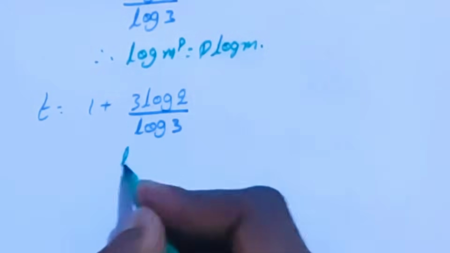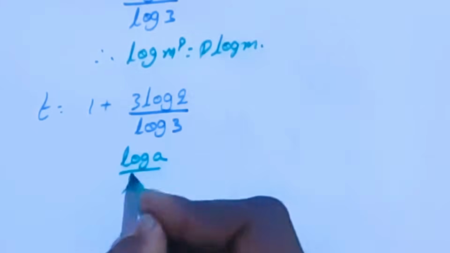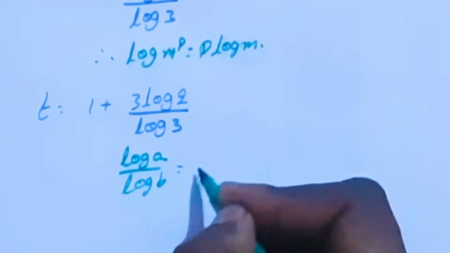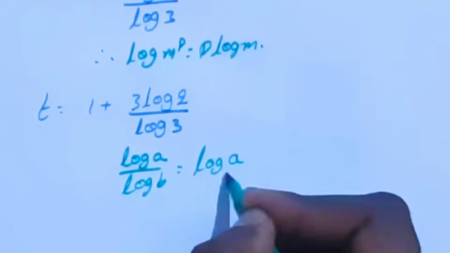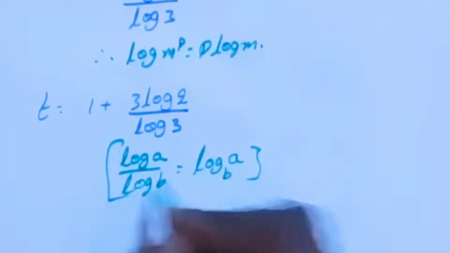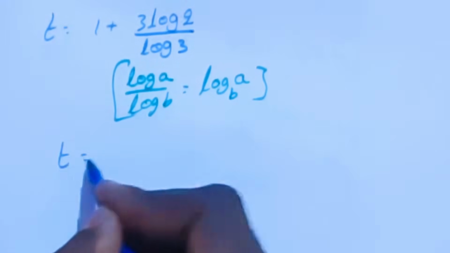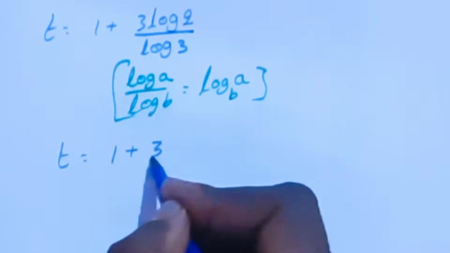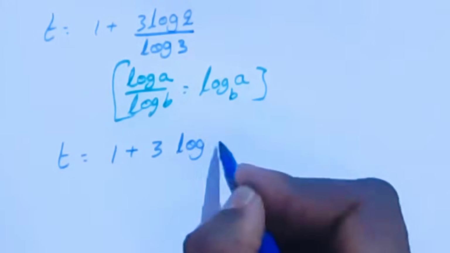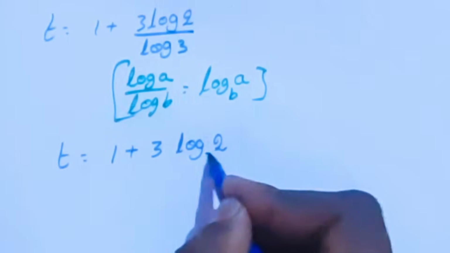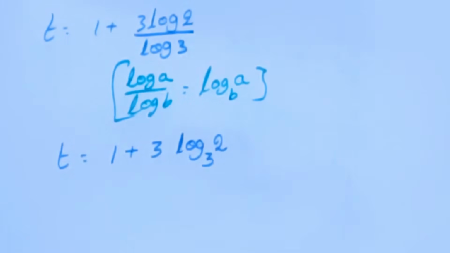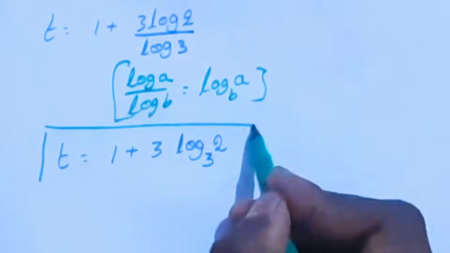Now log a by log b equal to log a base b. This we are going to apply here. So we'll get t equal to 1 plus 3 log 2 base 3. This is the t value for the given problem.